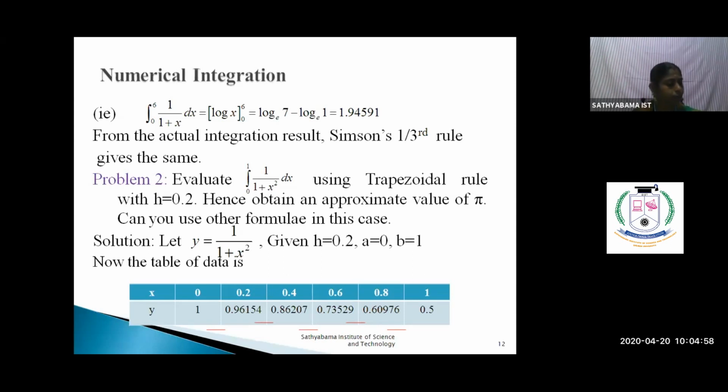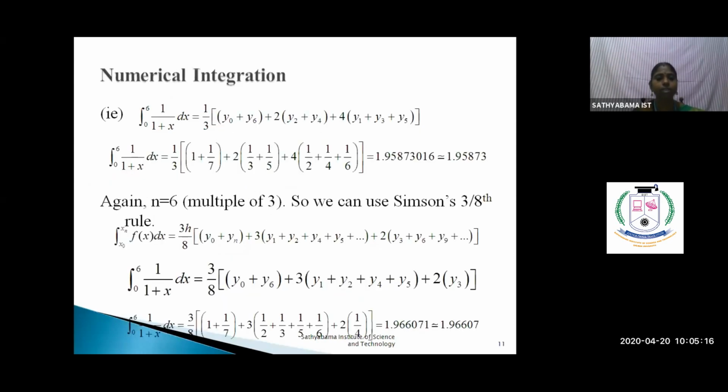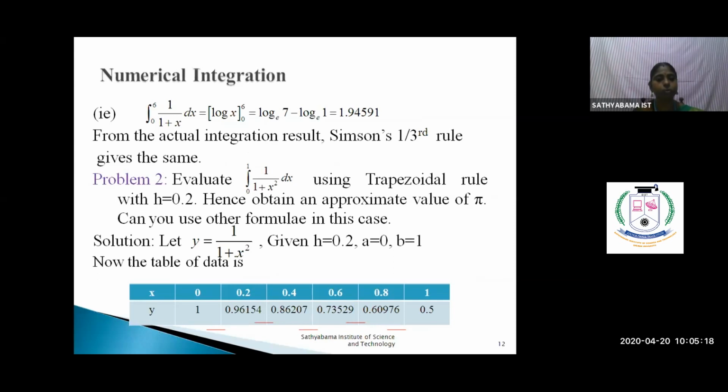And the second problem is: evaluate integral 0 to 1 of 1/(1 plus x squared) dx using the trapezoidal rule with h equal to 0.2. So you see here in this question, h is mentioned. In the previous problem, it was not mentioned, so we used the formula h equal to (b minus a)/n. But here it is clearly given that h is 0.2. So we don't need to use that formula. Okay, so the problem is easy now.